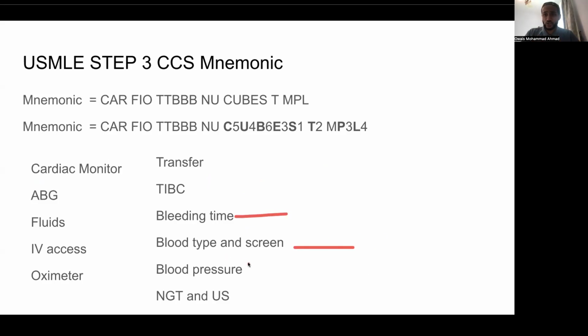Yes, we're also going to have blood pressure, because you're going to come across a lot of cases with orthostatic hypotension. So you want to look at postural blood pressure. You can just order that to make sure. NG tube and ultrasound over here are also really important. Okay, perfect.